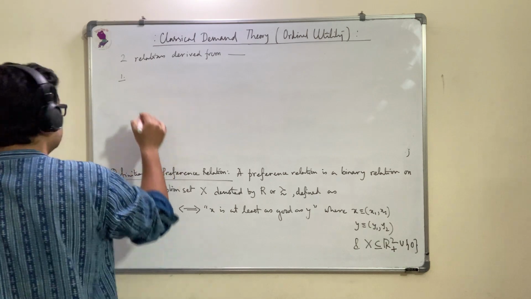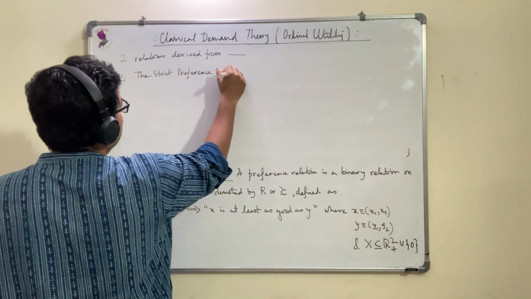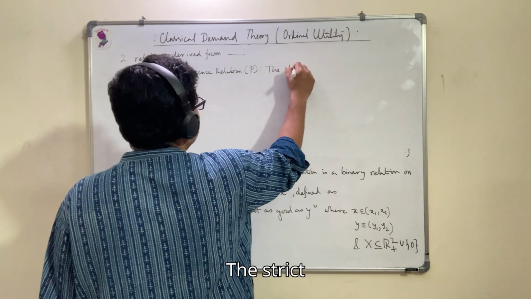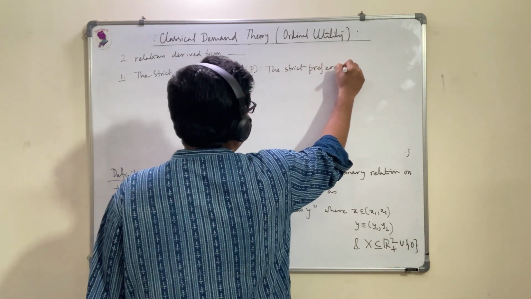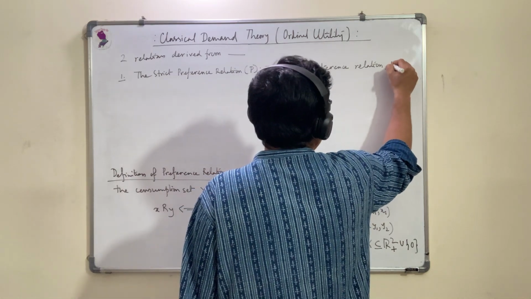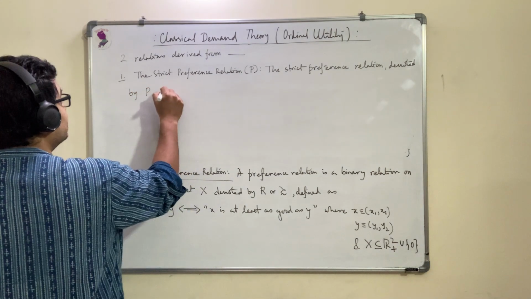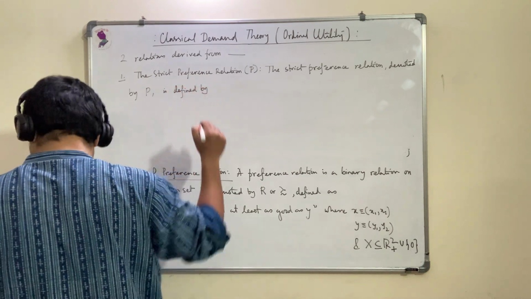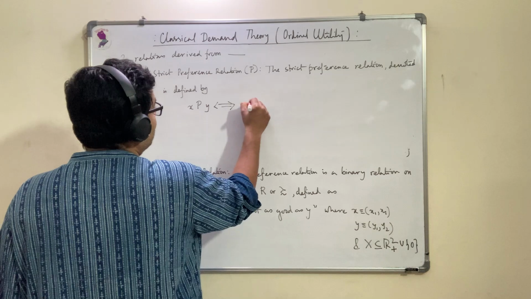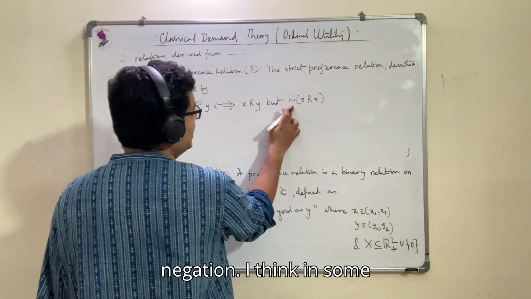Number one, the strict preference relation P. The strict preference relation denoted by P is defined by X P Y implied by X R Y but not Y R X. So this is a negation, right?